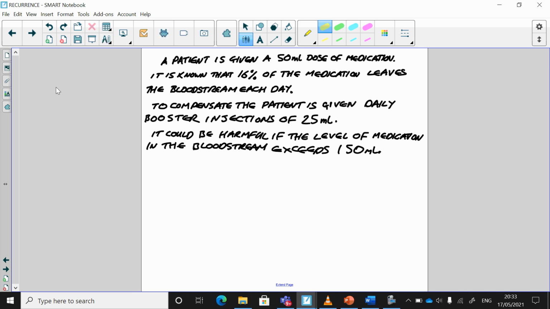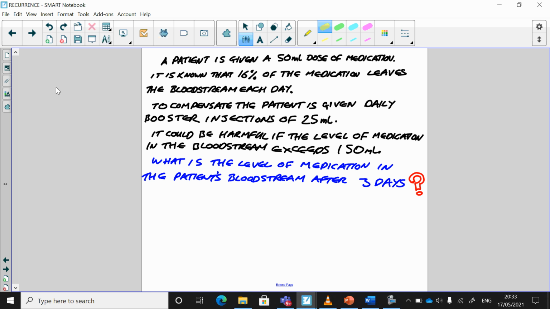So if this level of medication exceeds 150 millilitres, it could be harmful. That's what they're saying to us. So I think we're going to have a couple of questions here, and then we can come back to this. So firstly, we're actually asking you, what is the level of medication in the patient's bloodstream after 3 days?